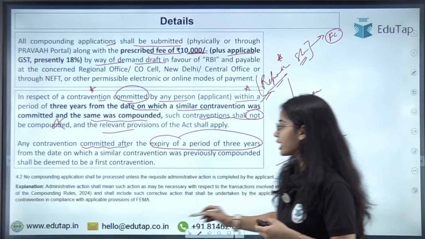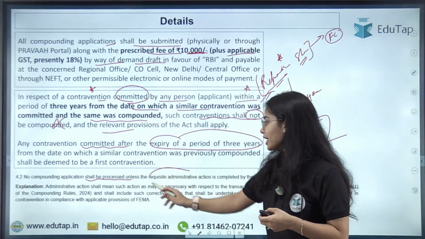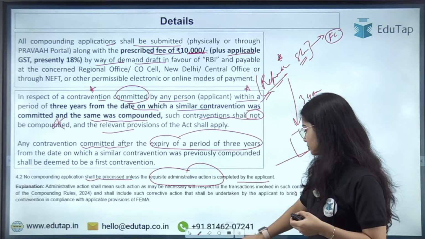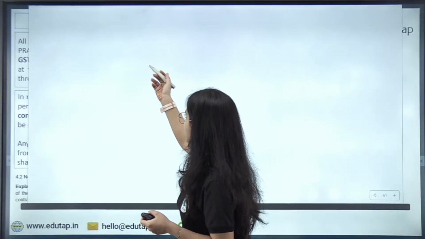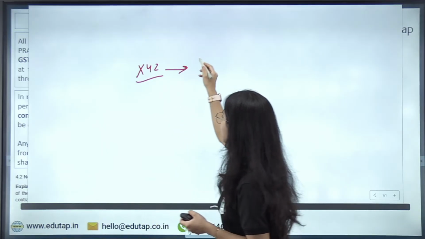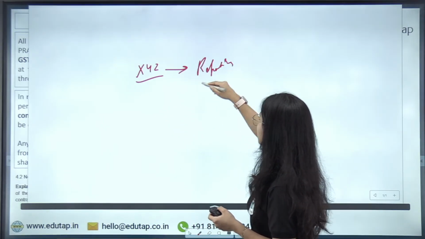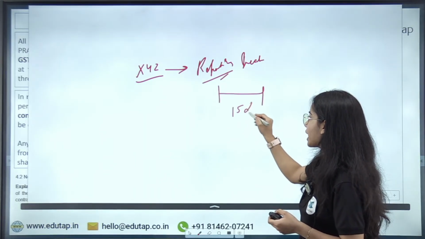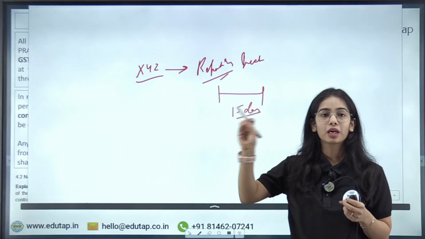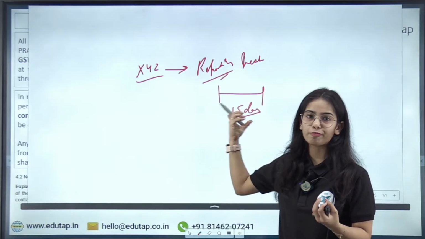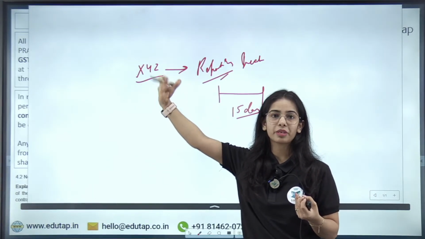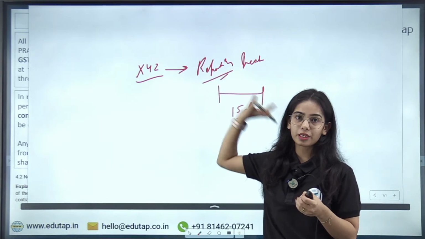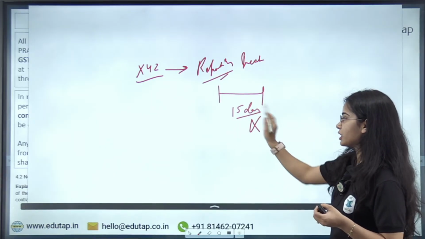Now, no compounding application shall be processed unless the requisite administrative action is completed by the applicant. So basically, let's say the XYZ person has done a reporting breach. That means the person has not done the reporting within the given timeline. Let's say the reporting had to happen within 15 days of buying some investment in other countries, but the reporting was not done within that timeline.